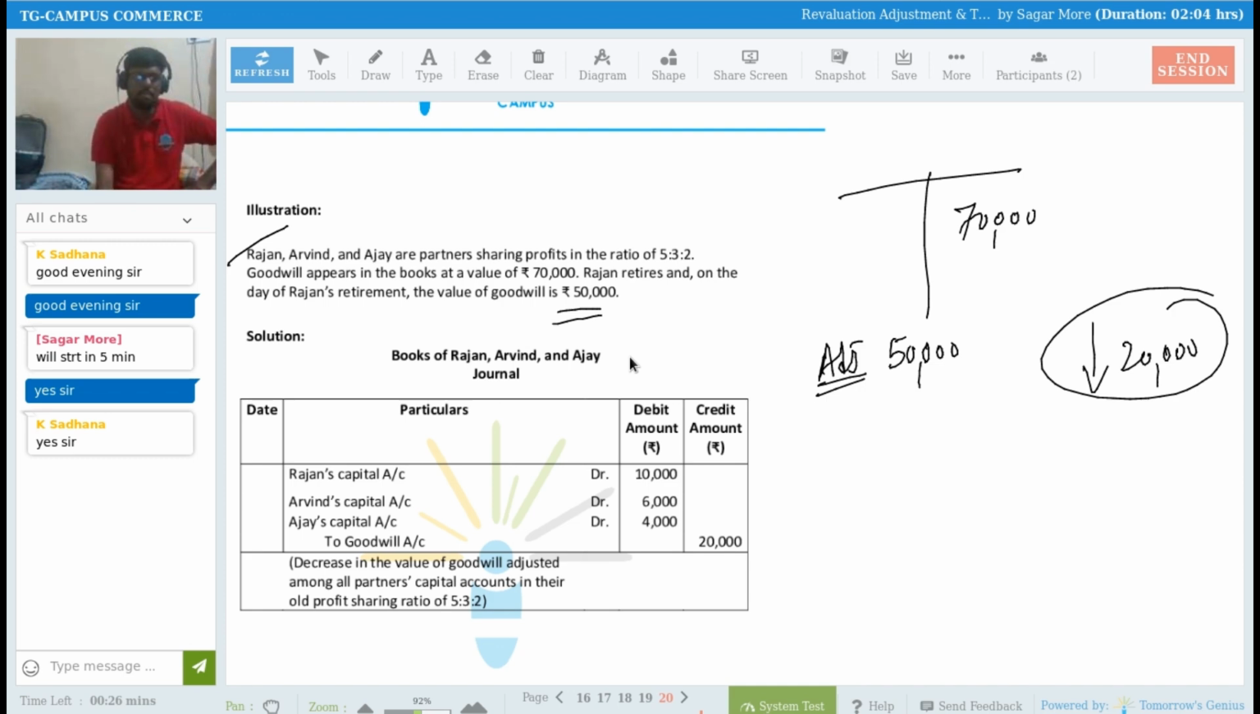If the value of goodwill decreases by 20,000 rupees, you have to debit partners' capital accounts and credit goodwill account, right? Simple. In which ratio, sir? In the old profit sharing ratio.